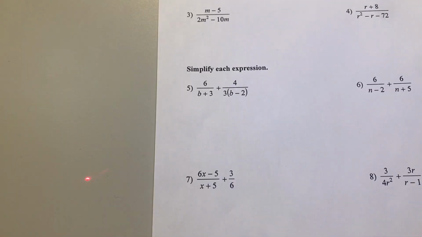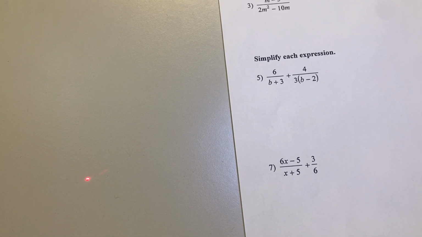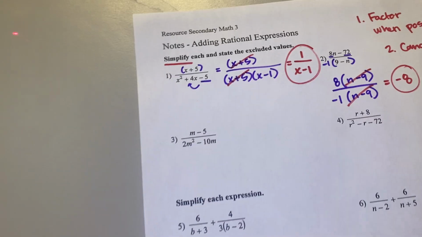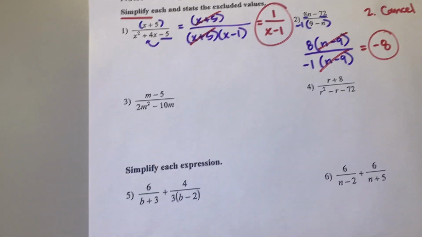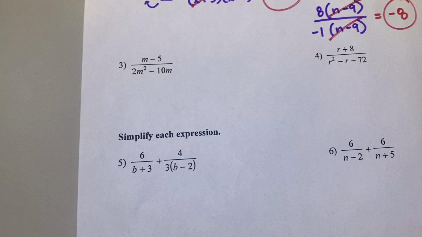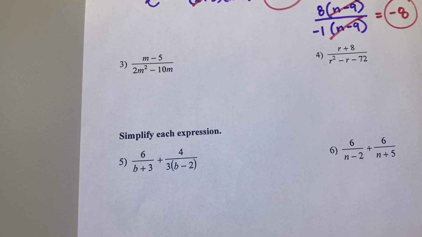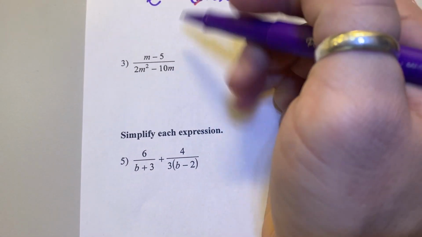Alrighty. Okay. Let's look now at number 3. So we're still just simplifying it. Okay, let's look at our numerator, n minus 5. Can I factor it? No. So let's look at our denominator.